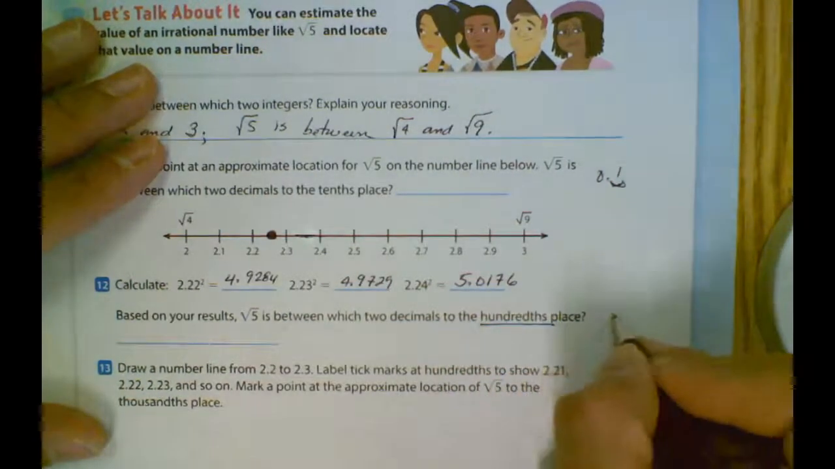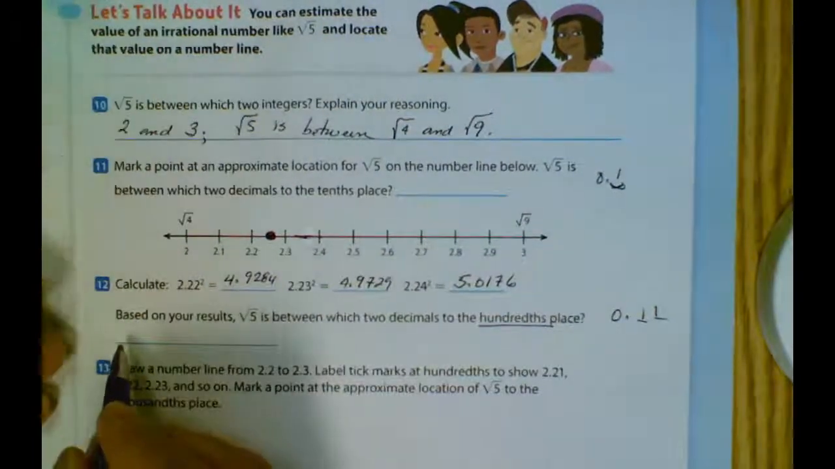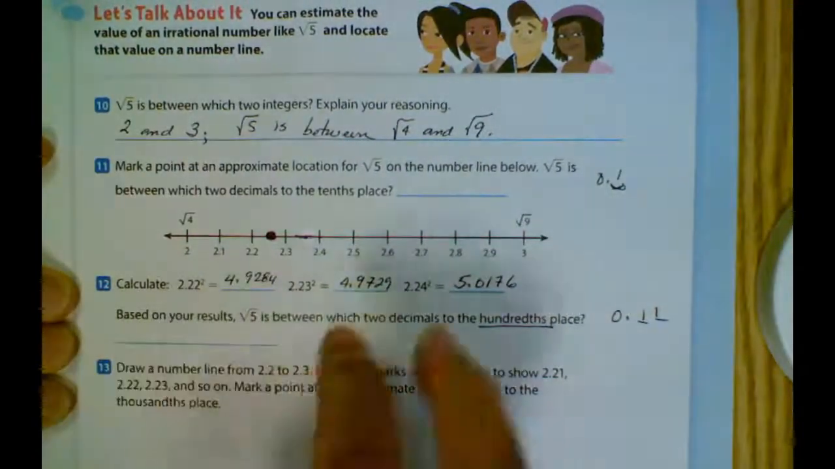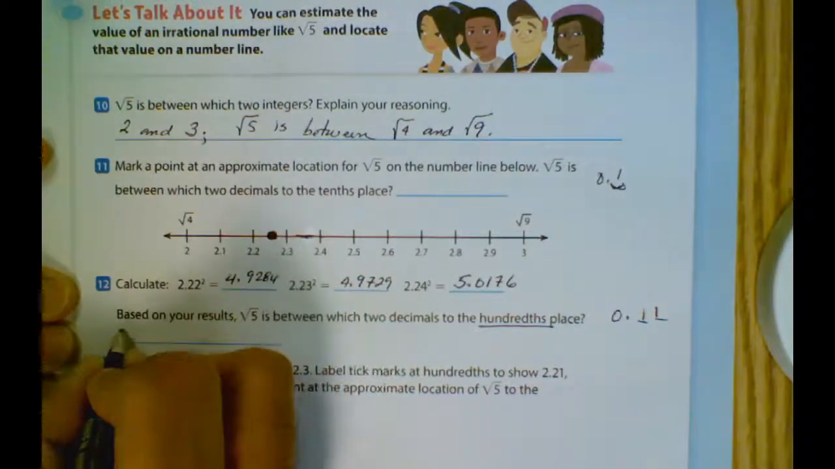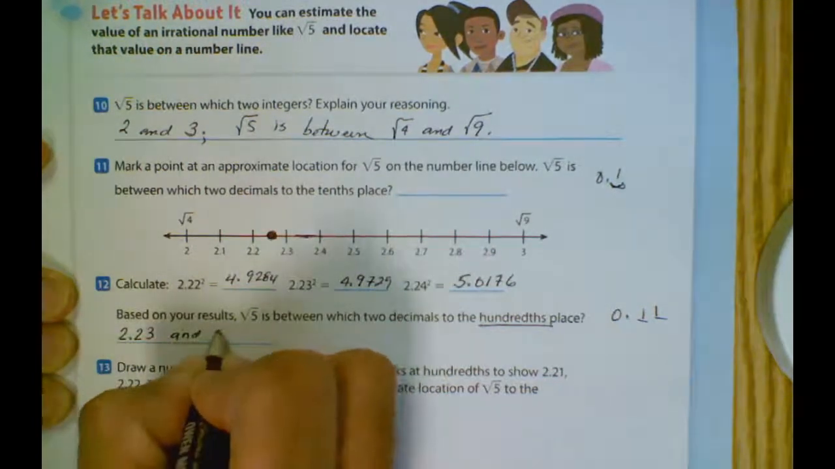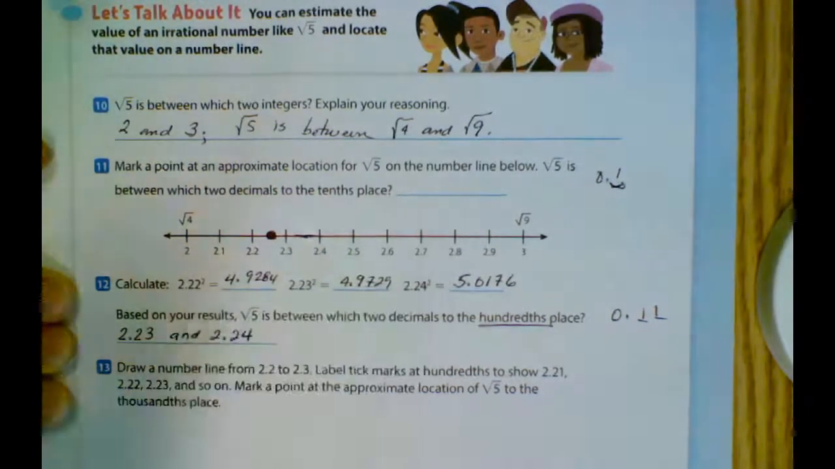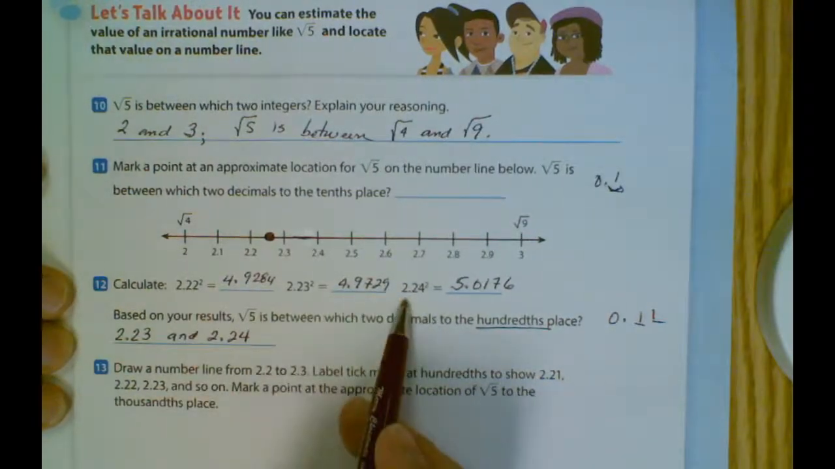To the hundredths, so 0.11 to the 100th place. And in this case, you're going to write between 2.23 and 2.24. Okay, between these two.